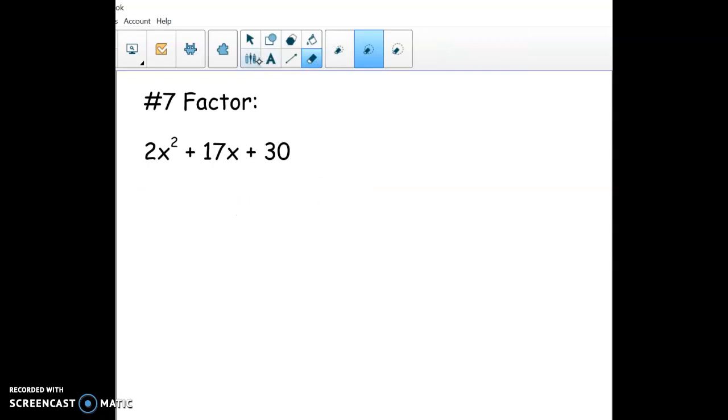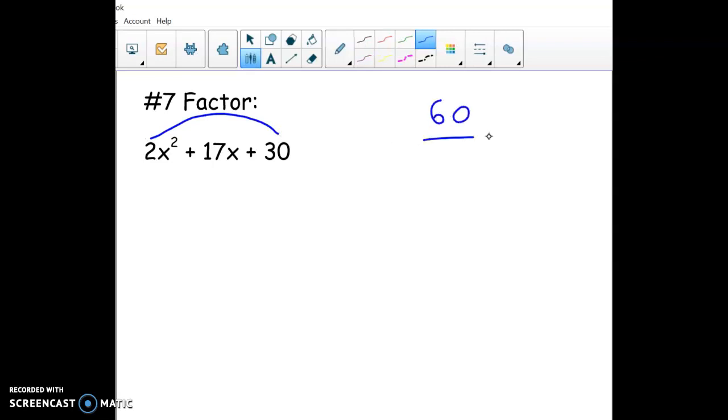All right, so that long method, you go 2 times 30 to get 60, and then find a pair of numbers that'll add up to 17. So again, I'm just going to make a list. 1 and 60, 2 and 30, 3 and 20, 4 and 15, still no dice here, and then 5 and 12. Oh, that one adds up to 17.